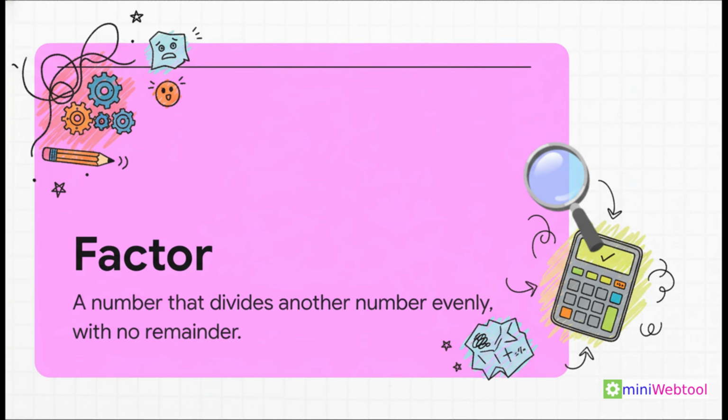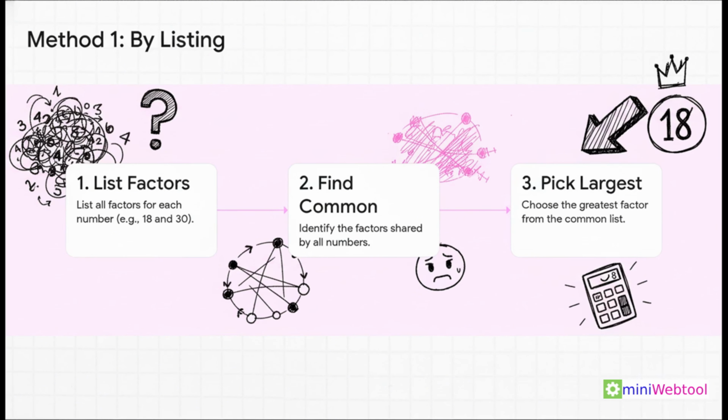Simple as that. Okay, the first method is what I call the brute force way. You literally list out every single factor for each number. Let's go back to our party bags with 18 lollipops and 30 chocolates. You list all the factors of 18. Then you list all the factors of 30. Now you just look at both lists and see what numbers they share. They both have a 1, a 2, a 3, and a 6. And the biggest one of those? It's 6. That's your GCF. You can make 6 identical bags.